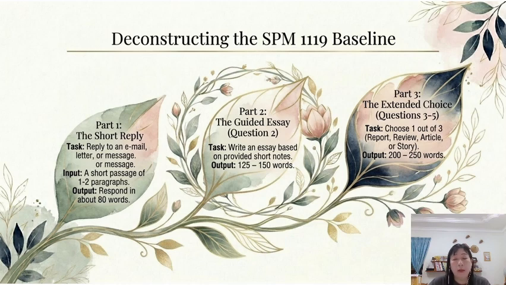In Part 3, students are given a choice out of 3, either from a report, a review, an article, or usually there will always be a question on story. For this task, students can write for about 200 to 250 words. Usually, students with strong proficiency would write more than 250 words.